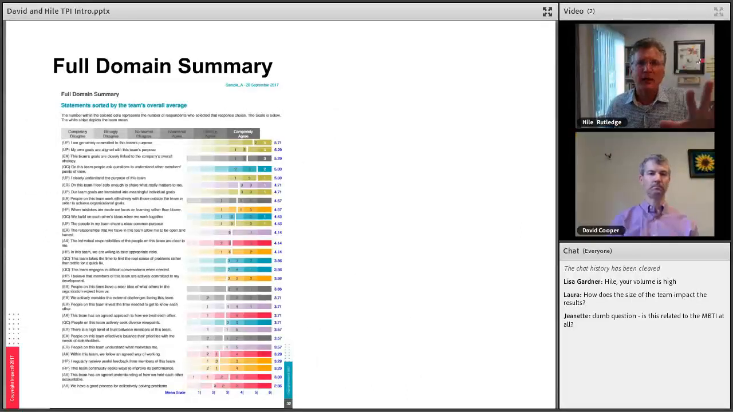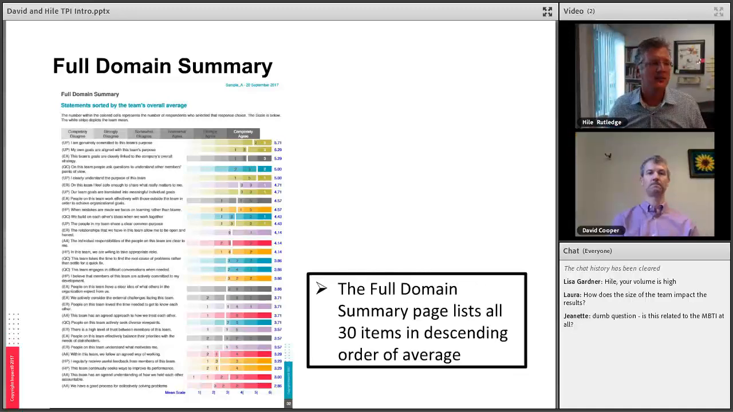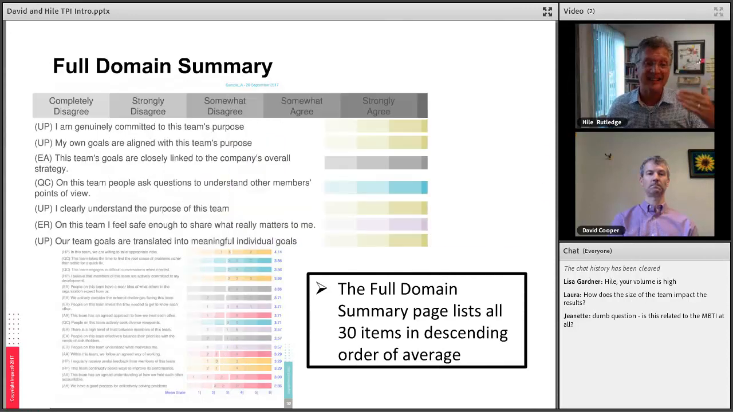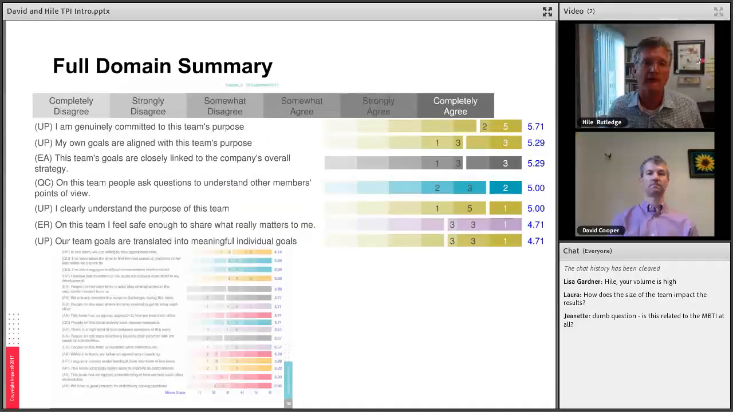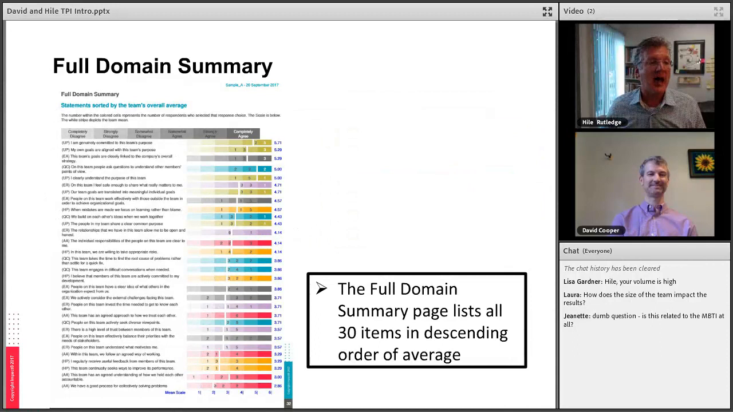And so as we go through, the point is, here we've got 6 domains, 30 specific behaviors that feed these domains, a lot of rich data. How do we focus in on, now what do we do? And so one of the things that we offer at the end of the report is this full domain summary. And this is a list of all 30 items in descending order of average. And so this is a lot of information, even in the summary form.